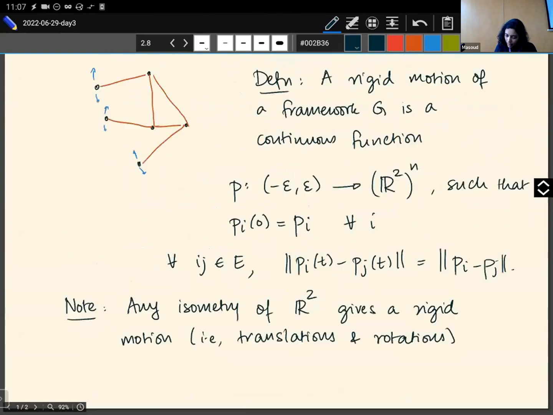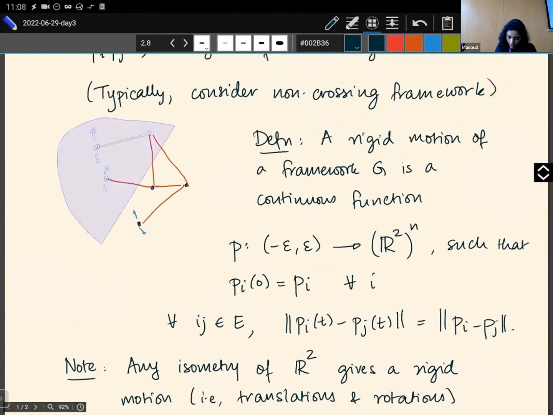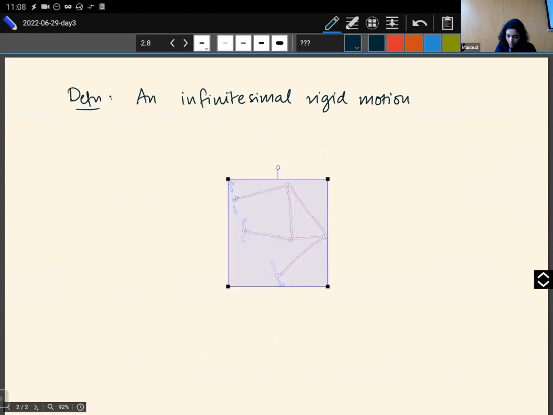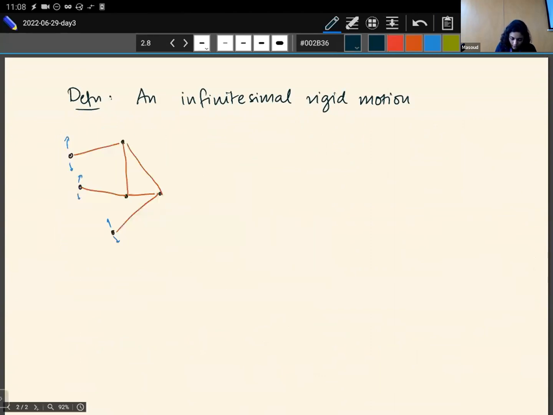So what does that involve? Okay, so if I have a framework like this, what I want an infinitesimal rigid motion to be is essentially a derivative version of this. So meaning that I want to specify a tangent direction at every point. Okay, so that's my desired direction of motion. I'm not actually moving. So maybe I might have some sort of tangent.